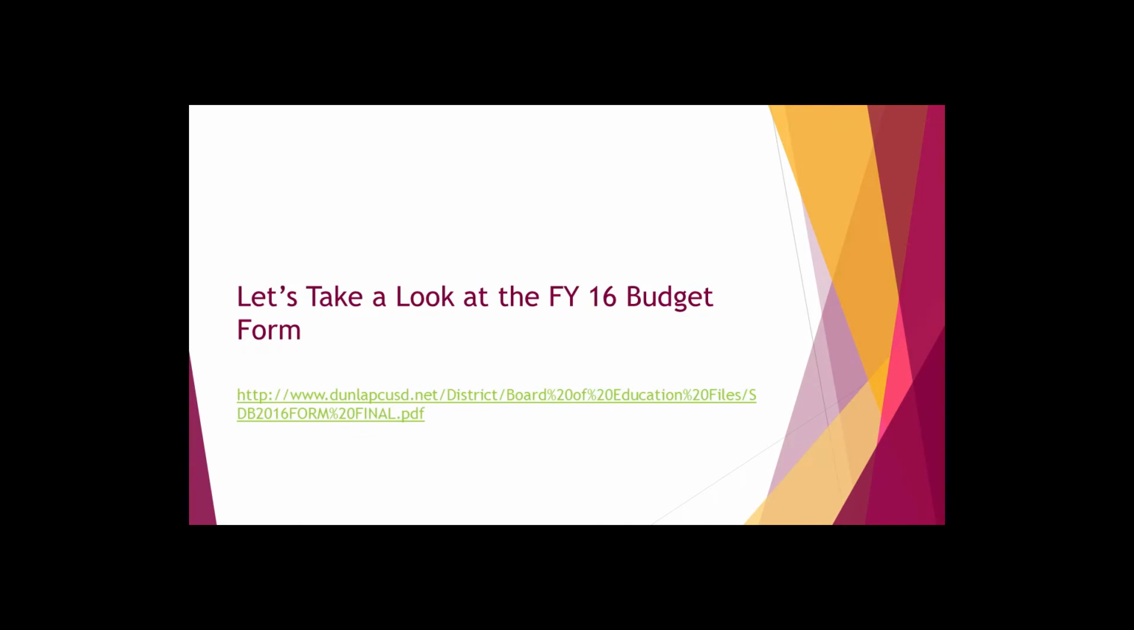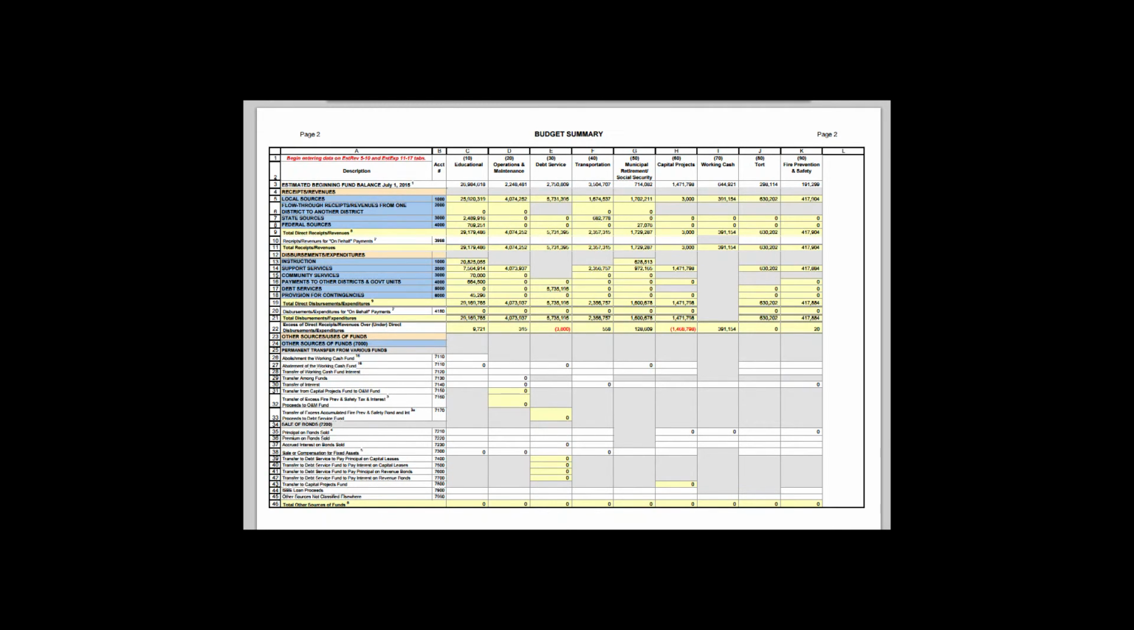If you went out to our website, you would see the budget in this form. This first page, budget summary, shows estimated beginning fund balances, and then revenues expected, expenditures, and excess of direct receipts over direct disbursements. As you can see, 7 of our 9 funds are balanced and in the black. 2 of them show in the red.